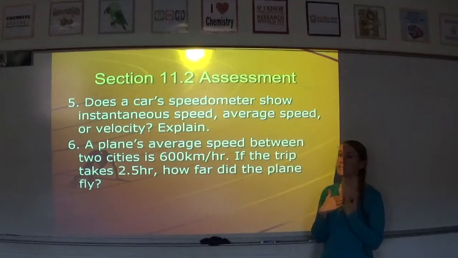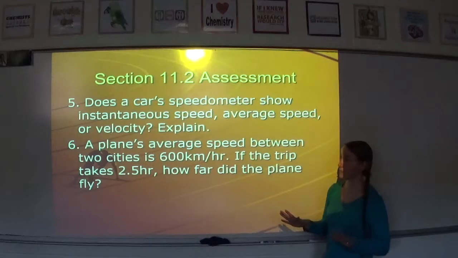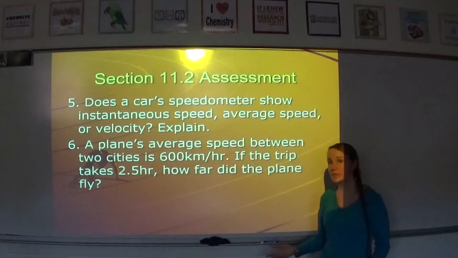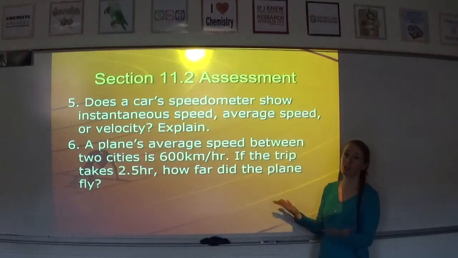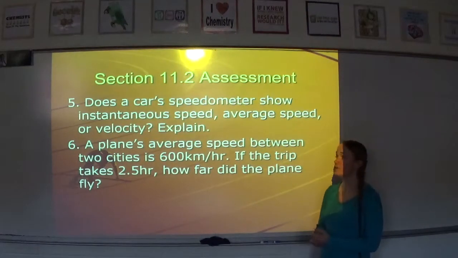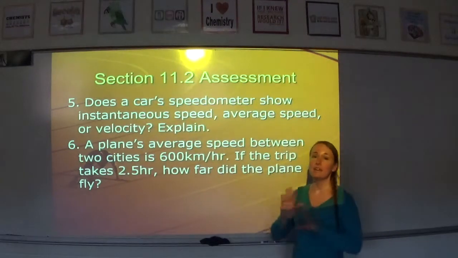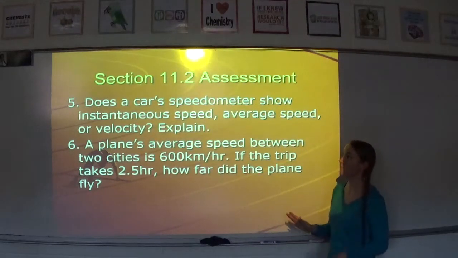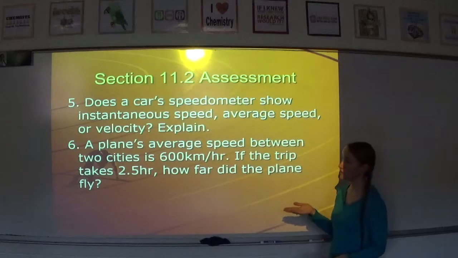My speedometer does not show the direction, so velocity would not be an option for my speedometer. Now, if you had a speedometer that did also show you direction, then you could argue that your car is showing you velocity. But just based off of what my car is, it only shows me the speed at that instant, and there's no direction included in my car. So I would say instantaneous speed because it shows me that speed at that instant, and there is no direction.